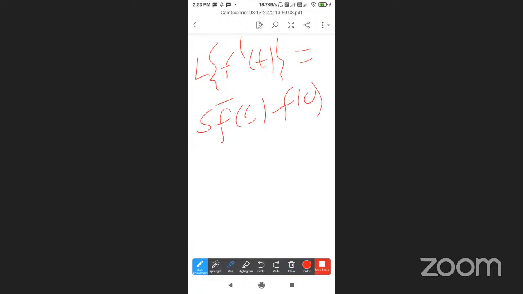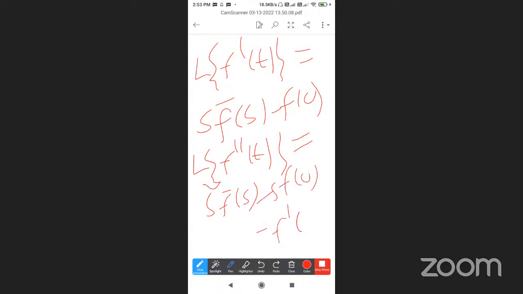Laplace transform of f dash of t is equal to s into f bar of s minus f of 0. The Laplace transform of f double dash of t is equal to s square into f bar of s minus s into f of 0 minus f dash of 0. This is the second derivative. Similarly there are the third derivative, fourth derivative, up to the nth derivative.